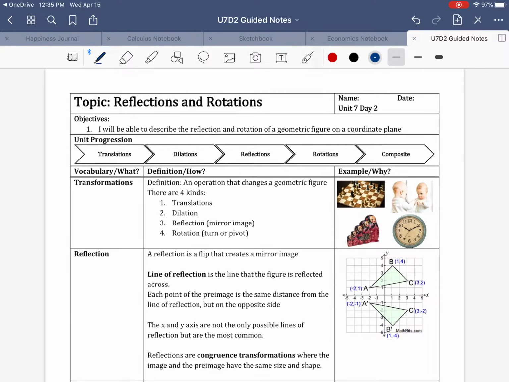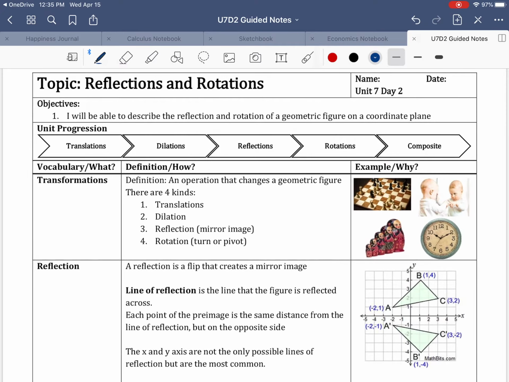Hi guys, today is Unit 7, Day 2, Reflections and Rotations. As a really quick review, we're going to be talking about two more transformations. A transformation is an operation that changes a geometric figure. We've already discussed translations and dilations.